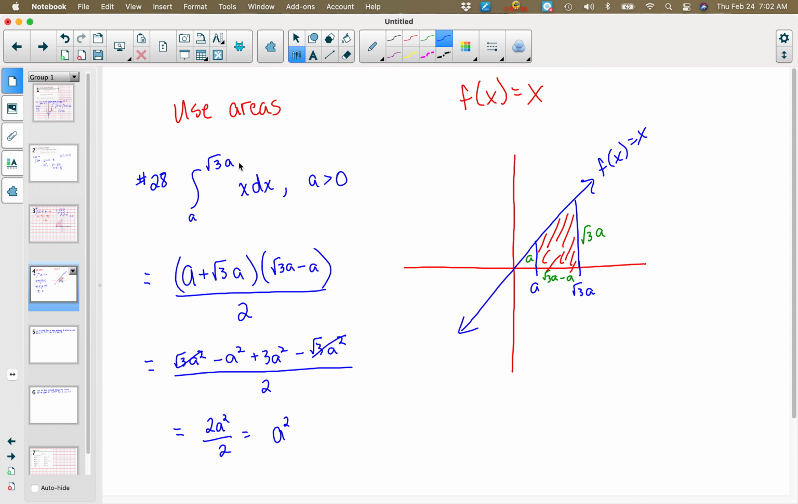So that means now this is one that you can't just fnInt because we had variables in there. But that's how you can use an area model, even if you don't know the values of the limits of integration.